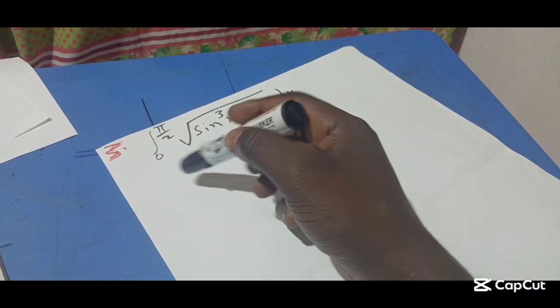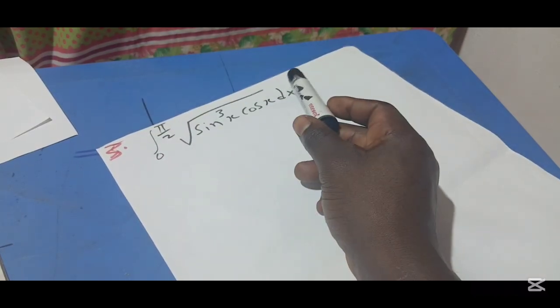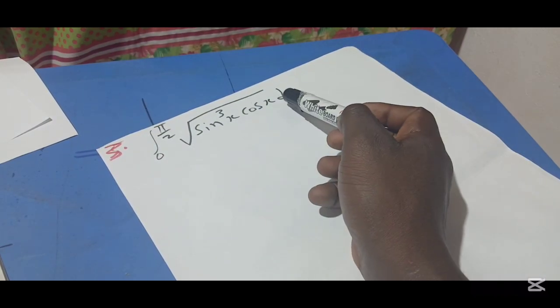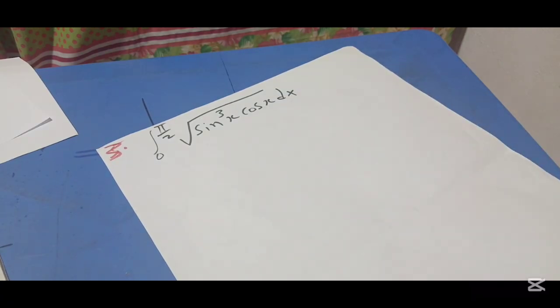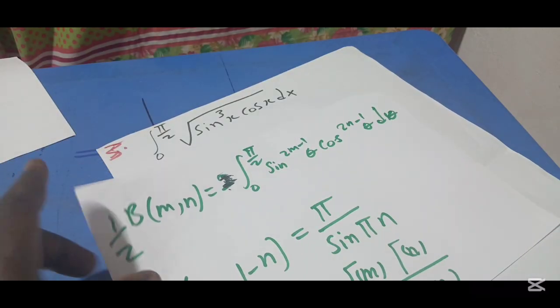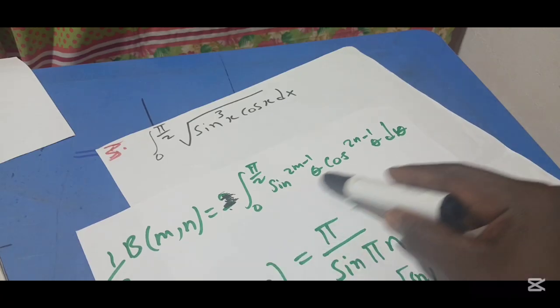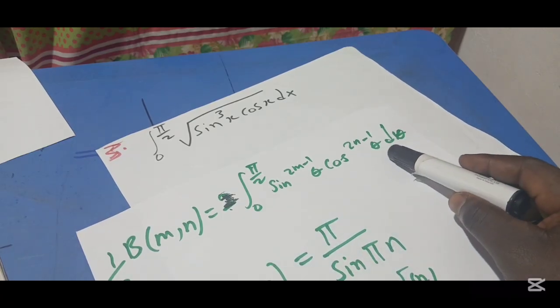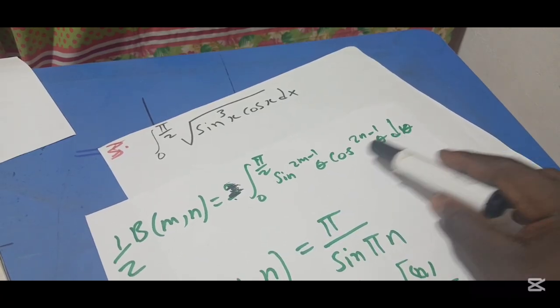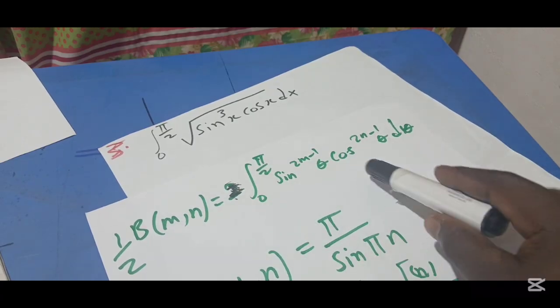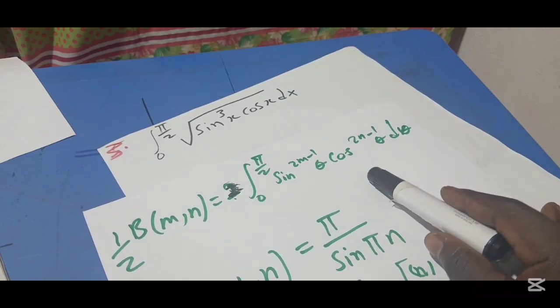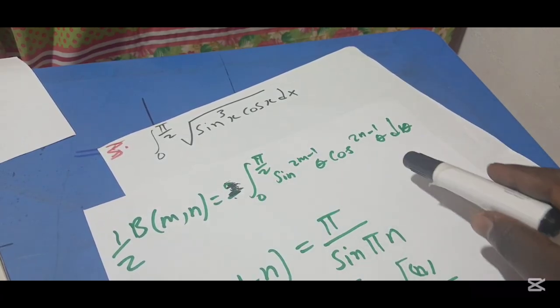Evaluate the integral from 0 to pi on 2 of the square root of sine cubed x cos x dx. So, like always, our interest is to massage the problem into this form so that we can continue with our calculations. This is a general formula that we use to evaluate beta problems involving sine functions.